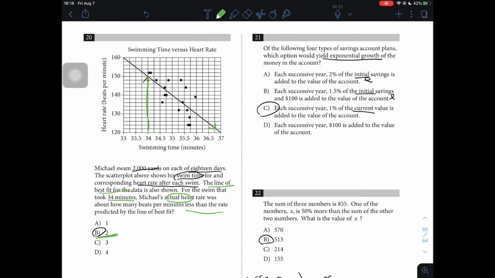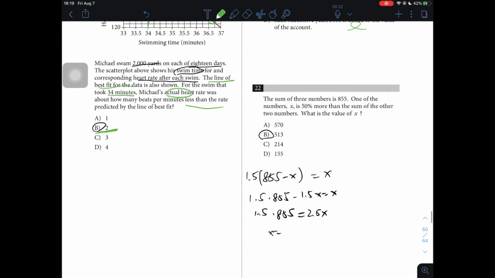And for 21, as soon as you see exponential growth, you always cross out the initial. You can see each successive year initial savings, wrong. Initial saving, whatever that is, wrong. And each successive year, 100 is added to the value. I don't care. I want the compound interest. Each successive year we want the current value. We want that compound interest. We want that money, you know? So if you said initial, you just decline. You just go see the question and say, I don't want initial. I want the current value. I want more money.